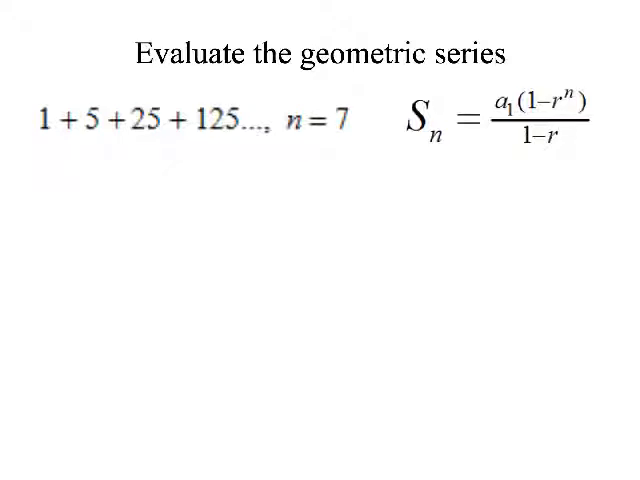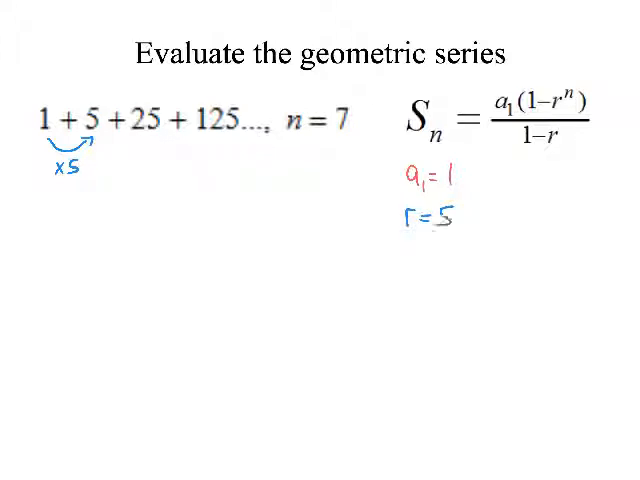So, well, we're starting with 1. So for this formula, A1 is 1 because it's your first term. Okay, what's R? Well, what are you multiplying or dividing by repeatedly? If you look at it, what are you doing from one to the next? Hopefully you can see you're multiplying by 5.